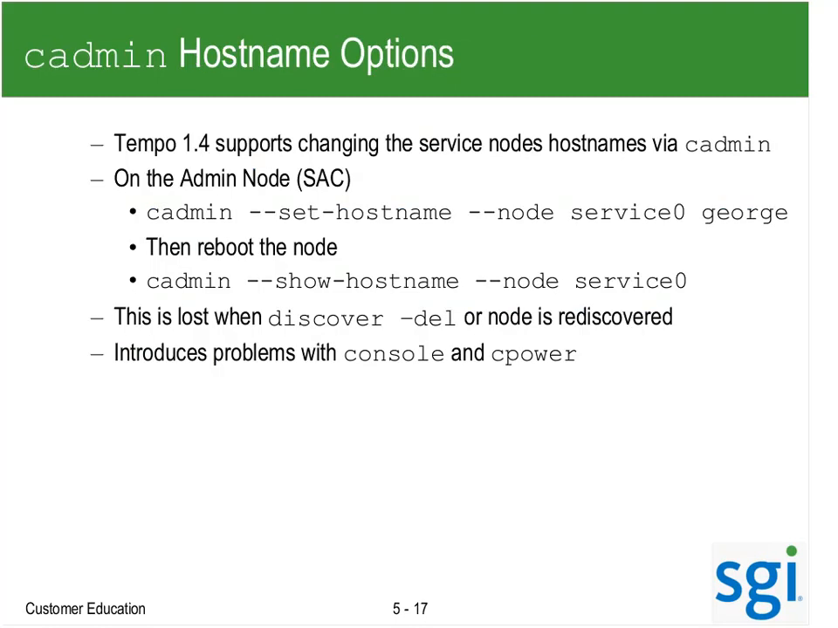Now, beginning with Tempo 1.4, there was the cadmin --set-hostname. If I rediscover, that's lost, but that goes into the database and changes, for example, service0 to be called George. And then when you reboot, everything will think it's George. And at that point, there will be no service0 anymore. But if I rediscover it, George is lost and service0 is back.